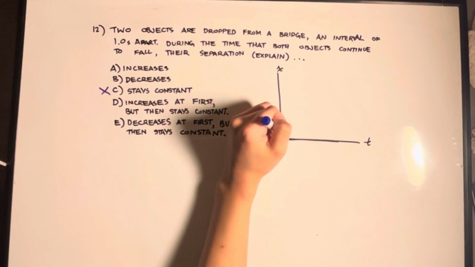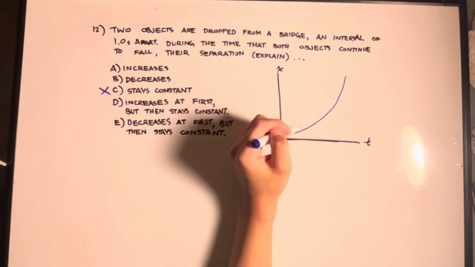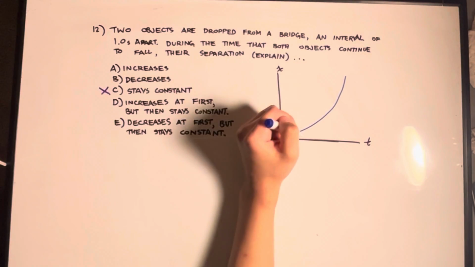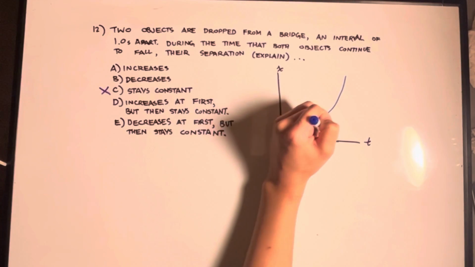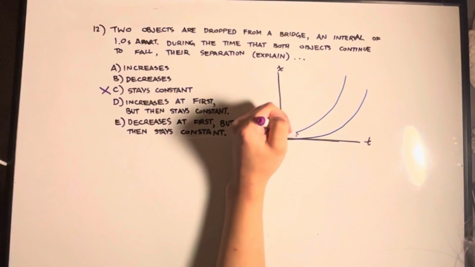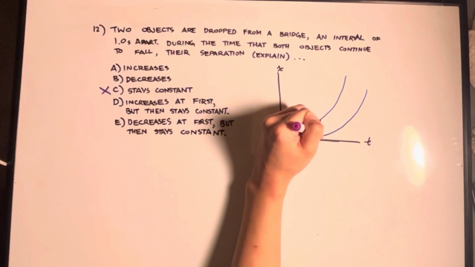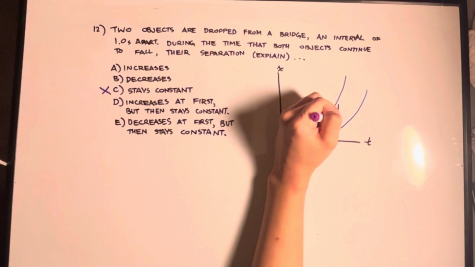So the first object, say object 1, is accelerating. But then the next object, object 2, is dropped a second later, and that's accelerating. Now what do we see here? We see that, yeah, they're close together once they're dropped, but they slowly start increasing as time moves forward.